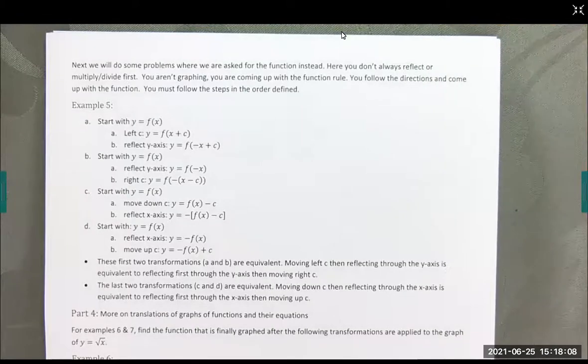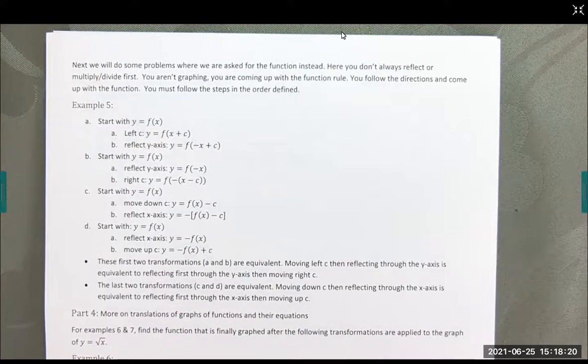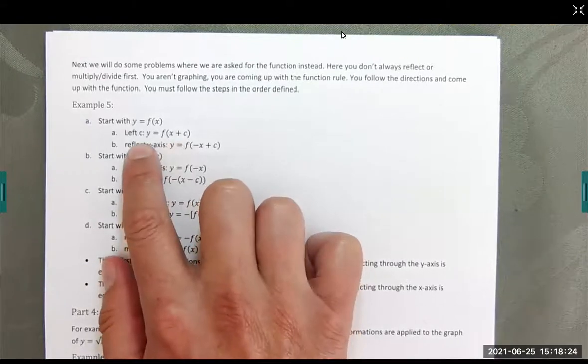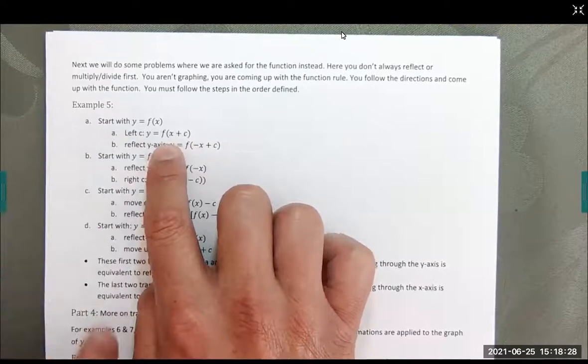Next, we'll do some problems where we're asked for the function instead. Here, you don't always have to reflect or multiply or divide first. We're not graphing. So let's get started. We're going to start with y equals f of x. We're going to go to the left, c, so it's going to be x plus c. Left is negative, but we have to do the opposite sign, so it's plus c.